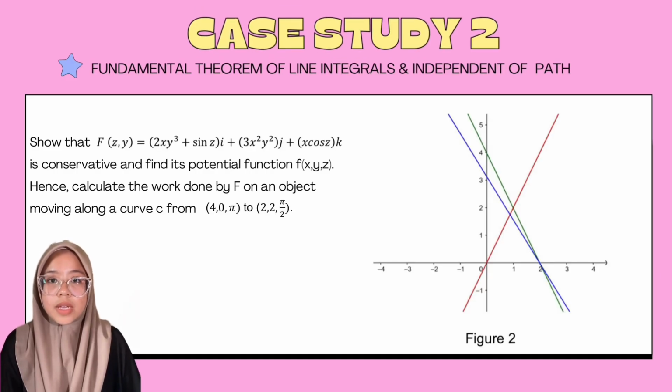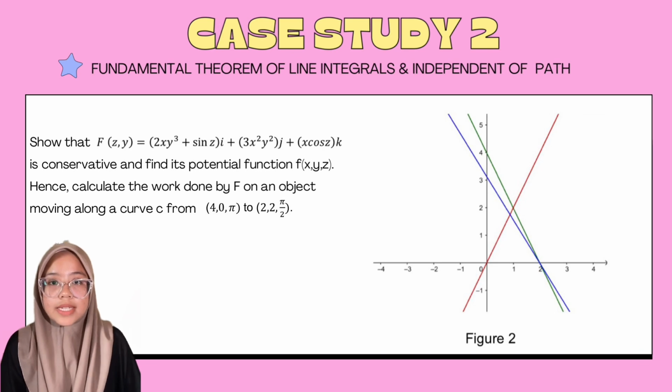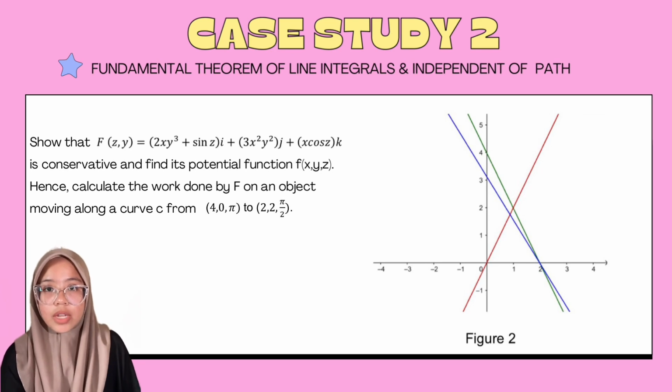Case study 2. Show that F(x, y, z) = (2xy cubed plus sin z) i plus 3x squared y squared j plus x cos z k is conservative, and find its potential function f(x, y, z). And hence, calculate the work done by F on an object moving along curve C from (4, 0, pi) to (2, 2, pi over 2).